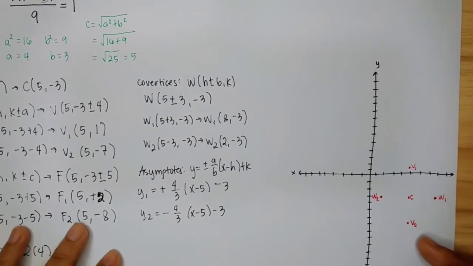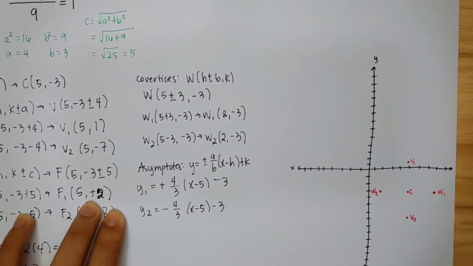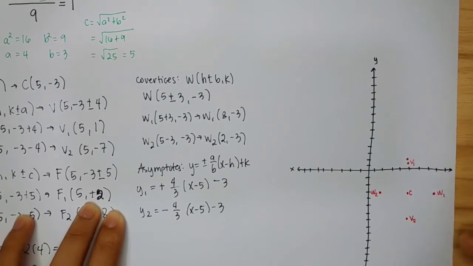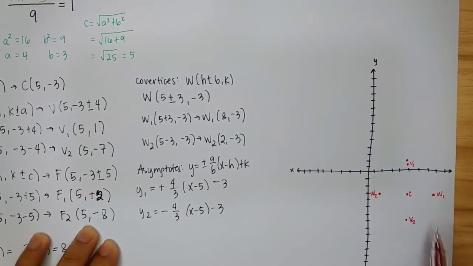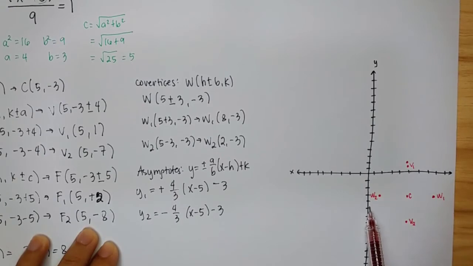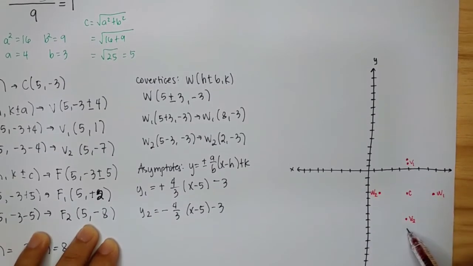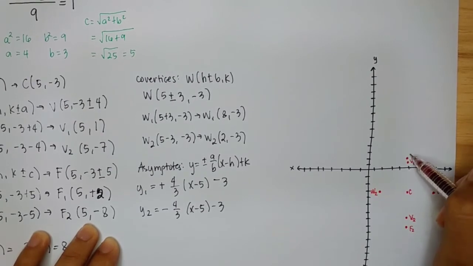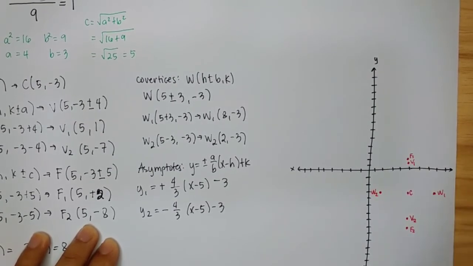And our foci, we have here 5 and 2. So, we have 5 and positive 2. So, yan, 5 and 2. And we have 5 and negative 8. 1, 2, 3, 4, 5, 6, 7, 8. So, we have here, okay, this is our F2. This is our F1. Okay?